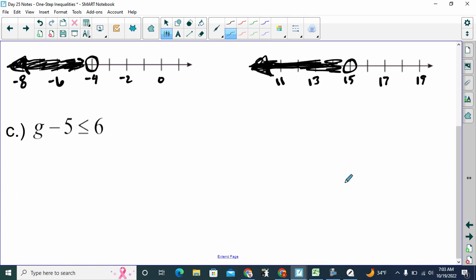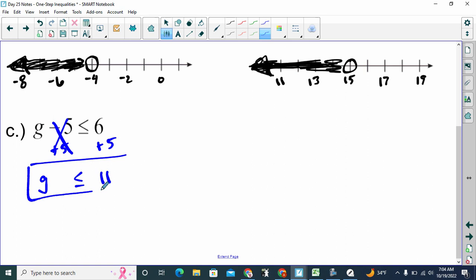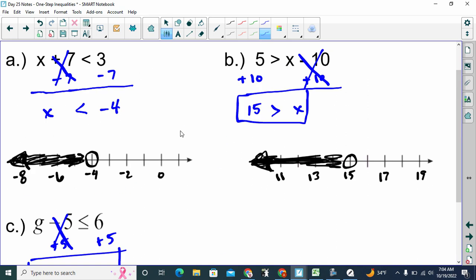Part C, we are given g minus 5 is less than or equal to 6. Add 5 to both sides. My g comes down. 6 and 5 make 11. I add it on both sides. I don't flip my inequality when I add. g is less than or equal to 11 is our solution.